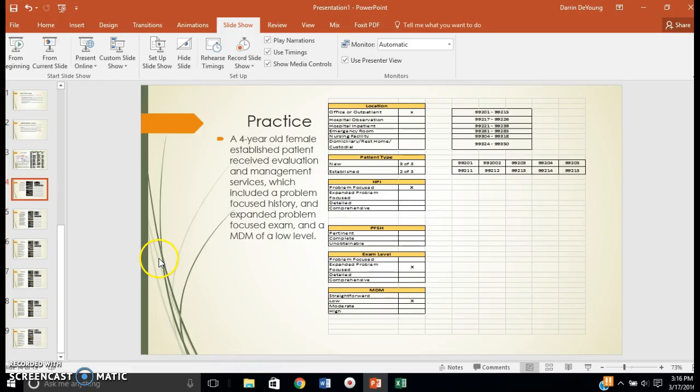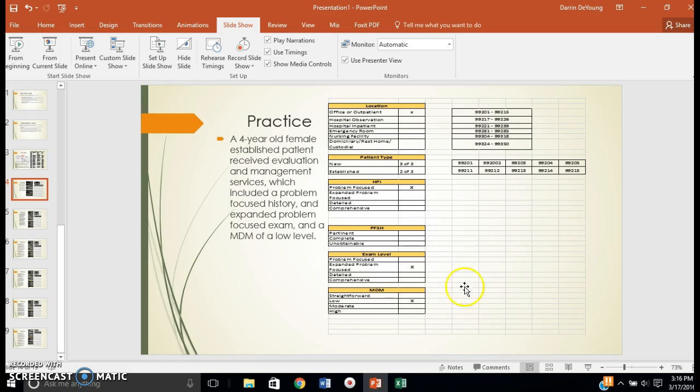Okay, so now that we've got the basics covered again for E&M coding, we will work through a few practice problems from different sections of the E&M manual. Okay, so the first practice problem is a 4-year-old female established patient who received evaluation and management services, which included a problem-focused history and expanded problem-focused exam and an MDM of a low level.